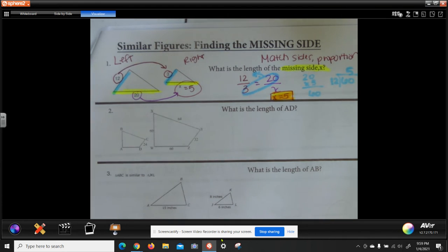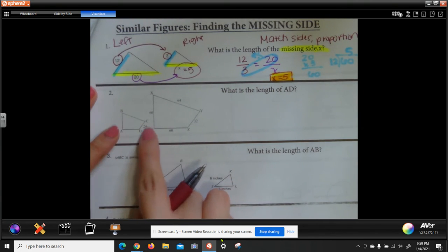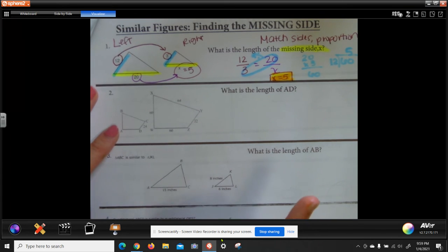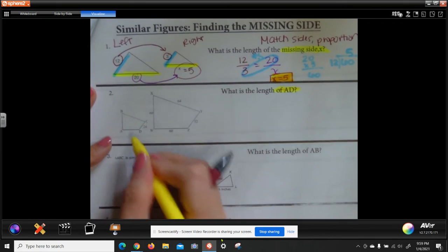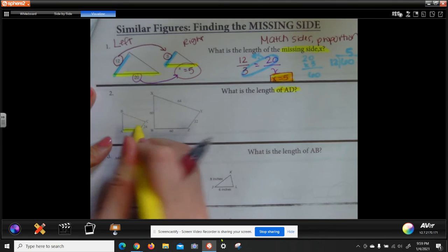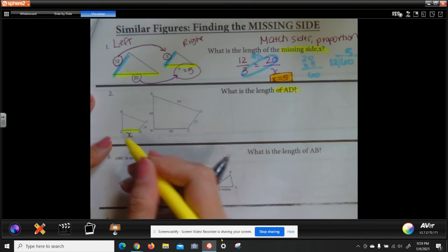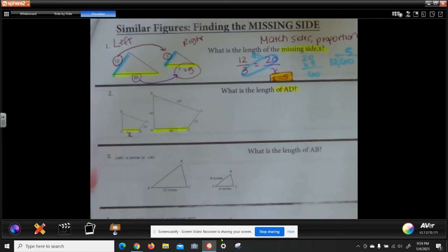So the key is going to be to make sure you match your corresponding sides. Let's look at another example. Now, when they give you a bunch of numbers, look at the one that they're looking for and look for a complete pair. They're looking for AD. So AD is the one right here. So I'm going to put a little X as the one I'm looking for. AD matches with the bottom one, WC, which is a 60.